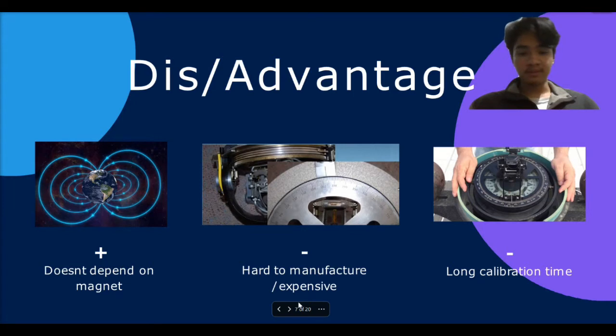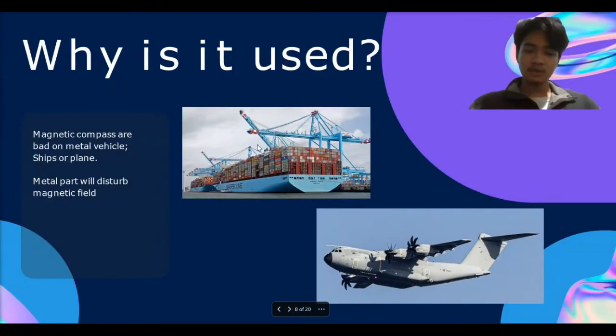Look at these disadvantages. Why are people still using it? Well, because it doesn't need a magnet. So when we put it on a metal ship or metal plane, where the metal disturbs the magnetic field, the compass is still accurate because it doesn't need a magnetic field.